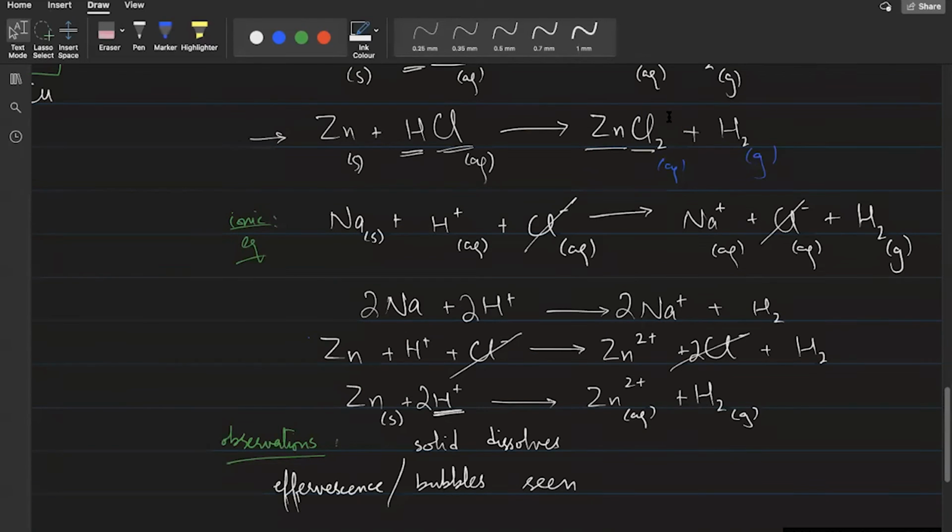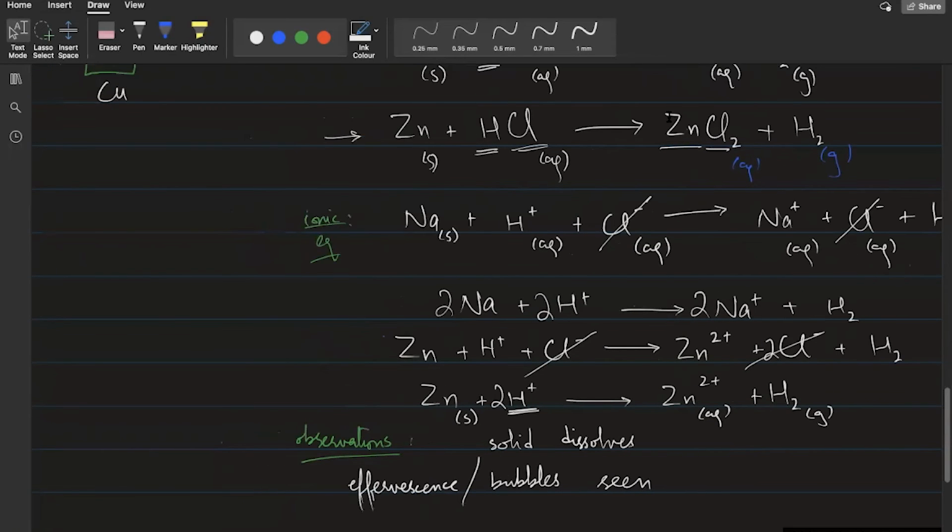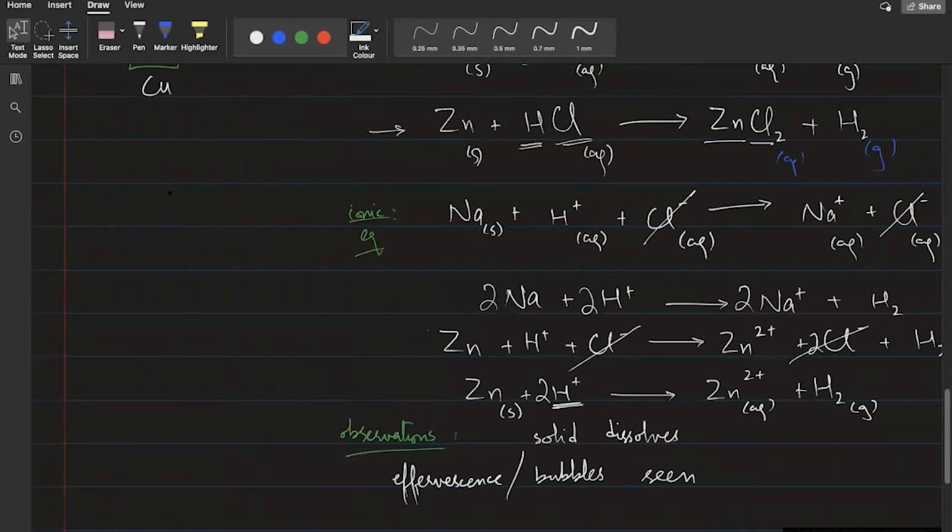So if you were to do this in the lab, what will you do? You'll take HCl. Usually, when you are trying to mix two things together, we take a conical flask. So a conical flask looks something like this. Okay. You take that and you put the acid in there. Now you're going to put solid zinc in there.